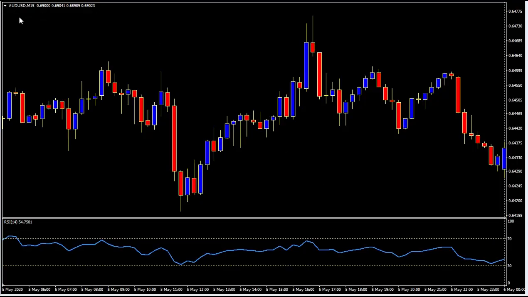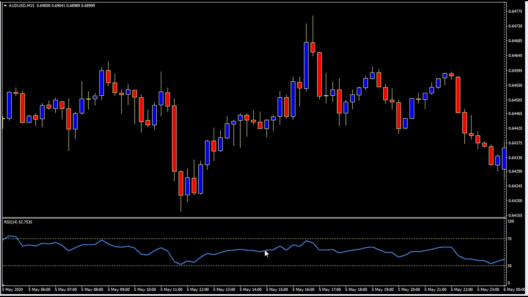This is the AUD USD 15 minutes chart, and this is the RSI with the levels at 30 and 70. So when the RSI is above the level 70, it's supposed to be overbought. And when the RSI is below the 30 level, it's supposed to be oversold. So this is how people trade.